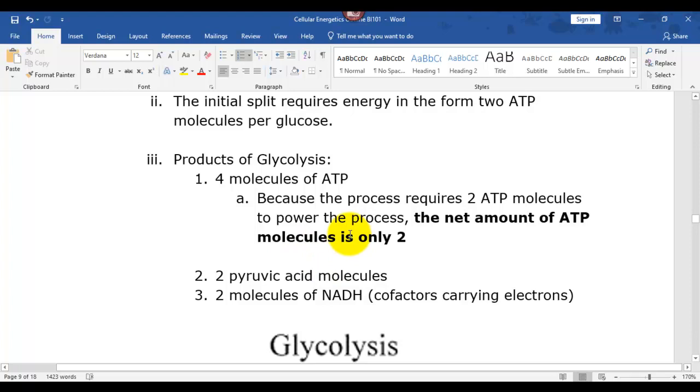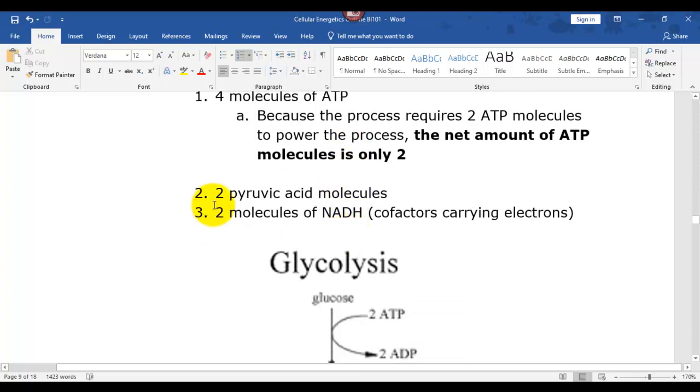Cell can use that for energy. You get 2 pyruvic acid molecules, which are going to go into the next part of this, and then you also get 2 energy carriers, 2 NADH. So that's reduced, and it's loaded up with energy, and it's ready to carry that energy to the next part of the chemical reaction.